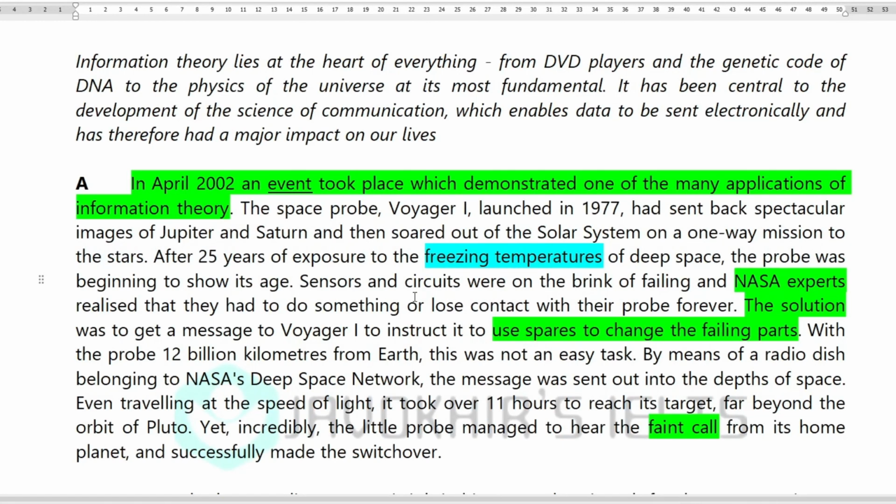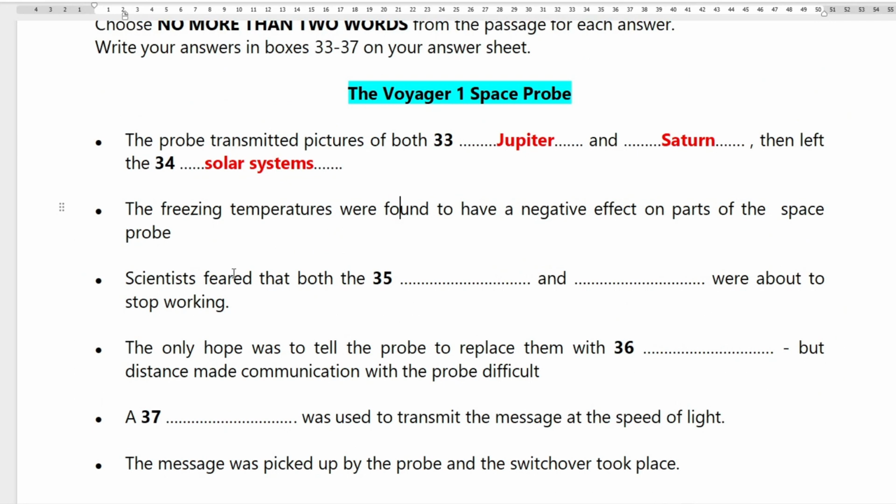Okay, sensors and circuits were on the brink of failing. They were like stop working, brink of failing. Sensors and circuits. Scientists feared that both the sensors and circuits were about to stop working.